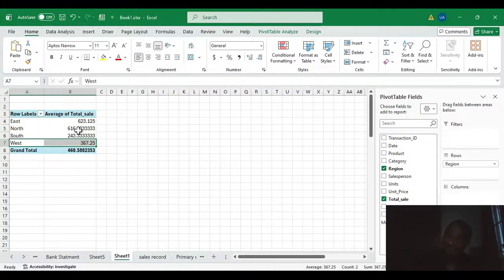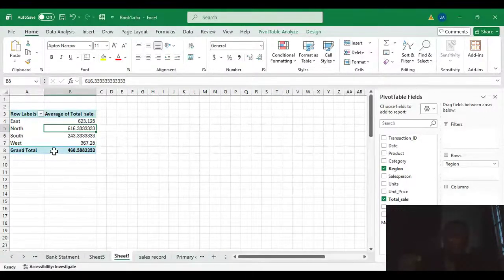Then in the northern region, though it has very big sales, the price of the products people bought was around $616 here. So that average is more like a number that is in between something.